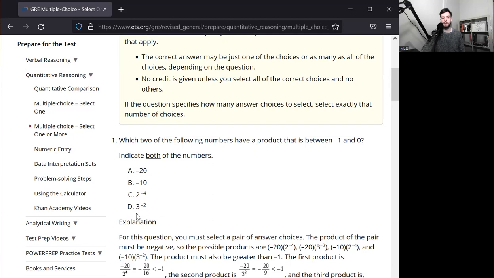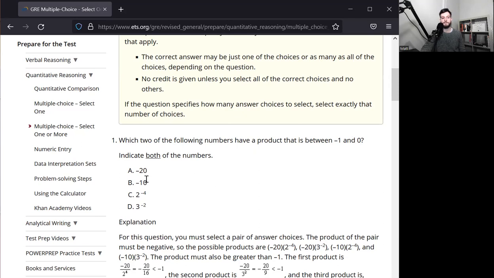Let's try -20 and 1 over 9, which is 3 to the -2 power. Again, we would end up getting -20 times 1 over 9, which is -20 over 9. That again is less than -1.